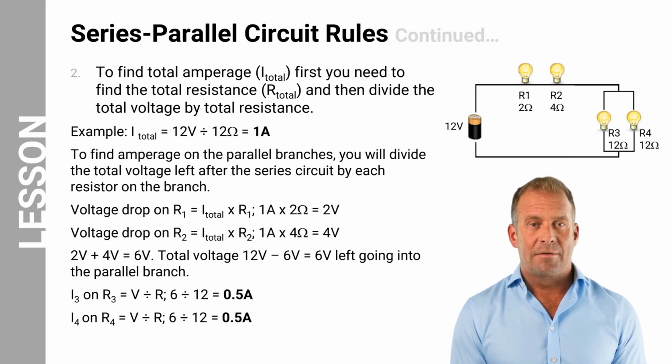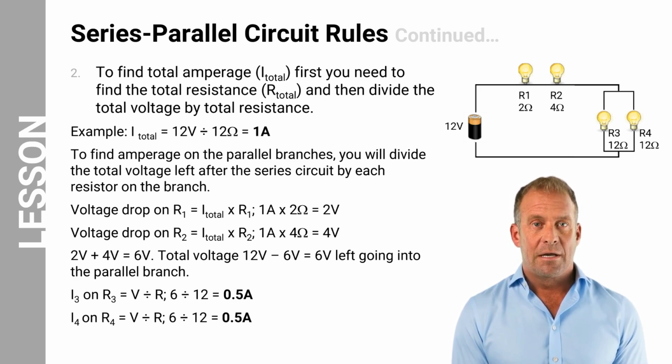Now, we can calculate the current in each parallel branch. For both R3 and R4, which are 12 ohms each, the current is I equals V divided by R, or 6 volts divided by 12 ohms, which equals 0.5 amperes. This process illustrates how current behaves differently in the series and parallel portions of a series parallel circuit, with the total current flowing through series components and then dividing among parallel branches.